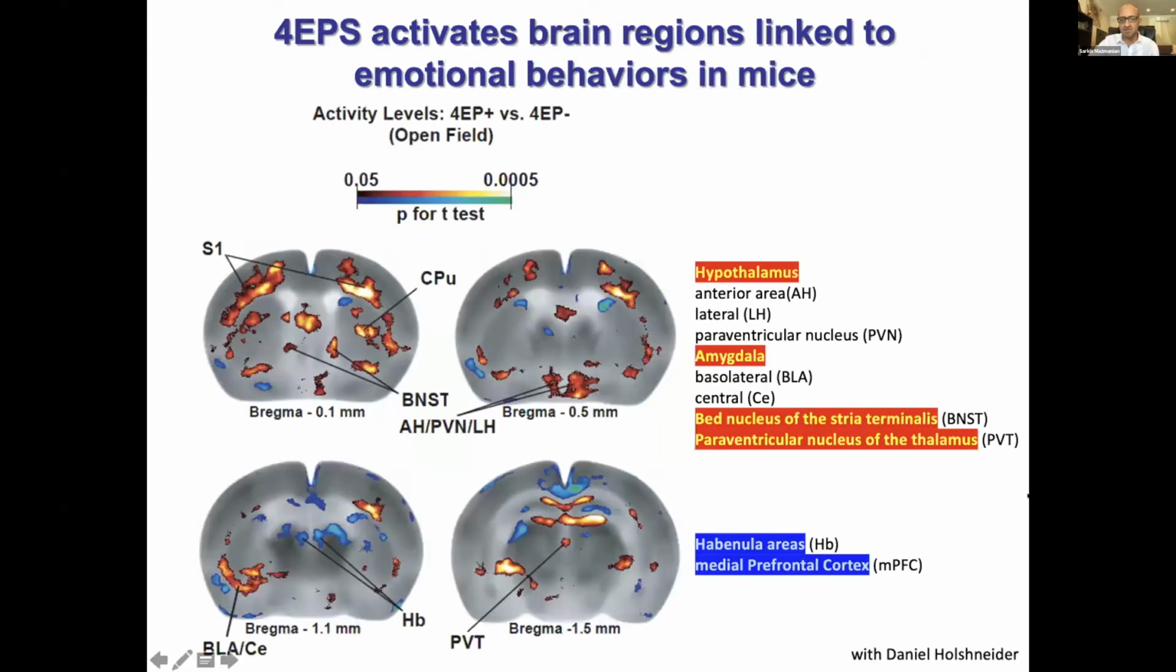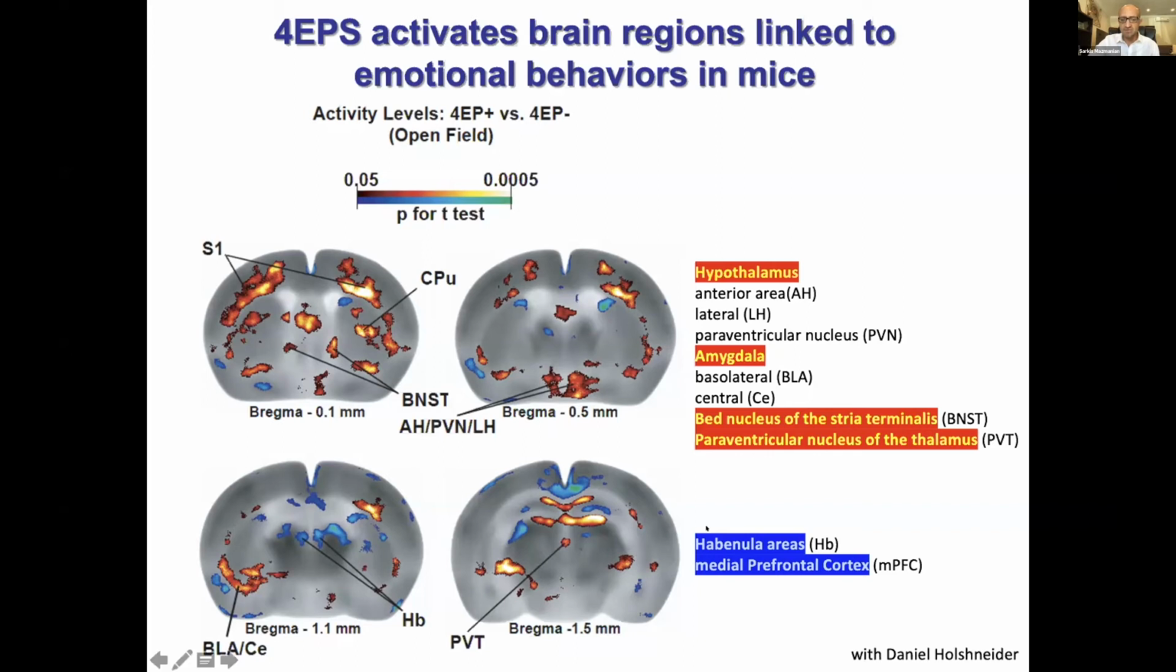And then in collaboration with Daniel Holschneider at USC, we performed 2-deoxyglucose staining, essentially looking at activity in different brain regions of animals. And these are the results of the autoradiograms, looking at the elevation of activity in animals, overlaying 4-EP positive above 4-EP negative. And the regions in red are those that are activated. And you can see the hypothalamus, the amygdala, the BNST, and the paraventricular nucleus of the thalamus are all regions that are activated.